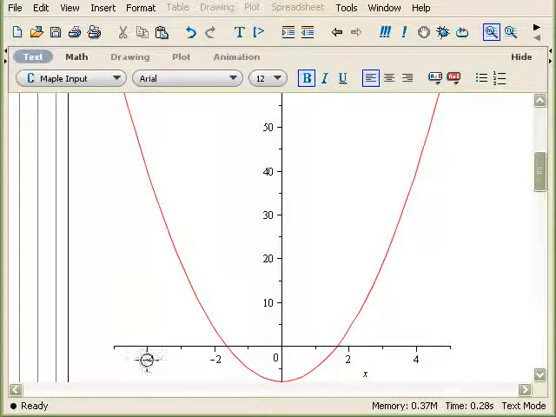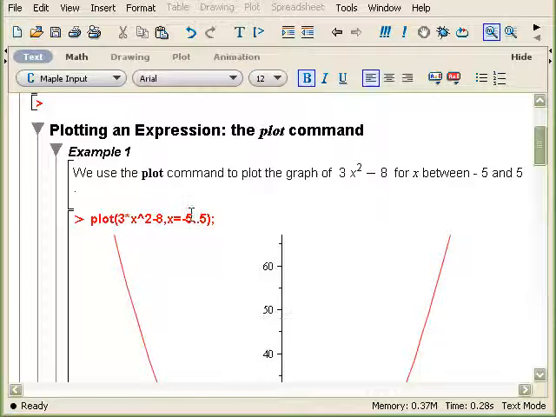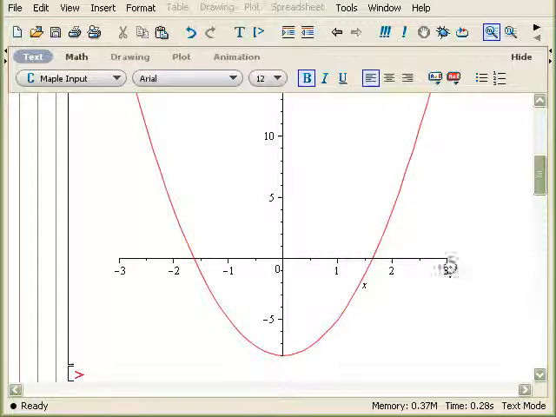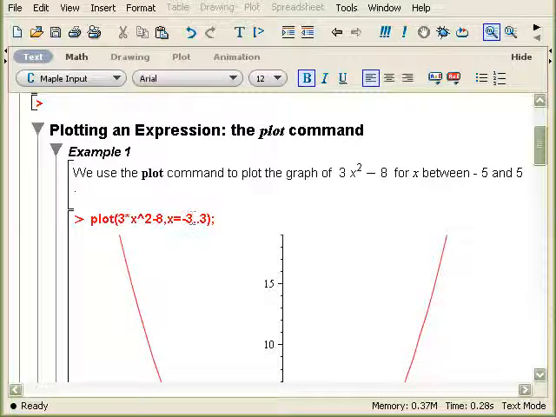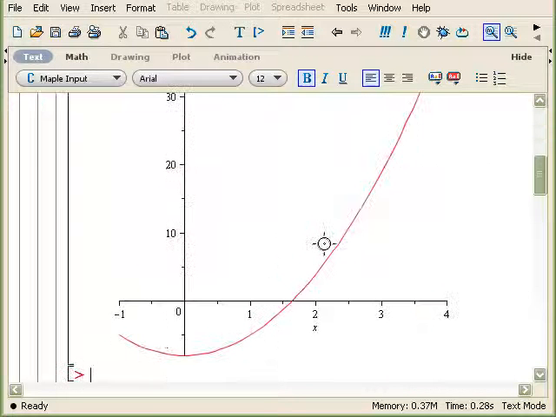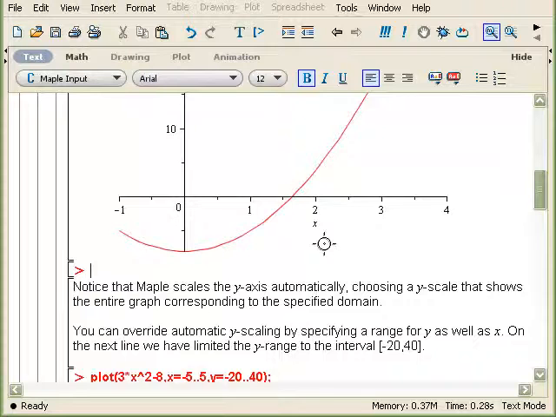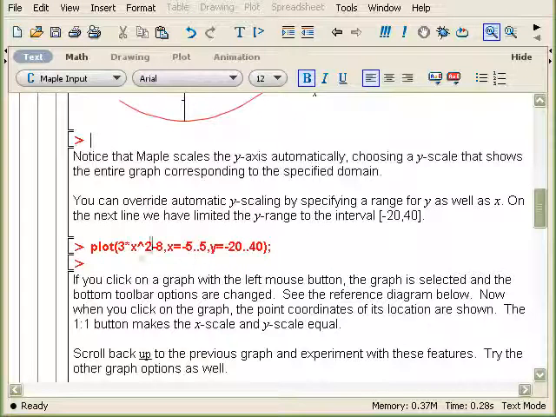This much. So look at here. If we change this one to negative 3 to 3 and hit enter again, it only gives us that much. To make sure, how about from negative 1 to 4? It only gives us that much, like that. So this is how we draw a graph.